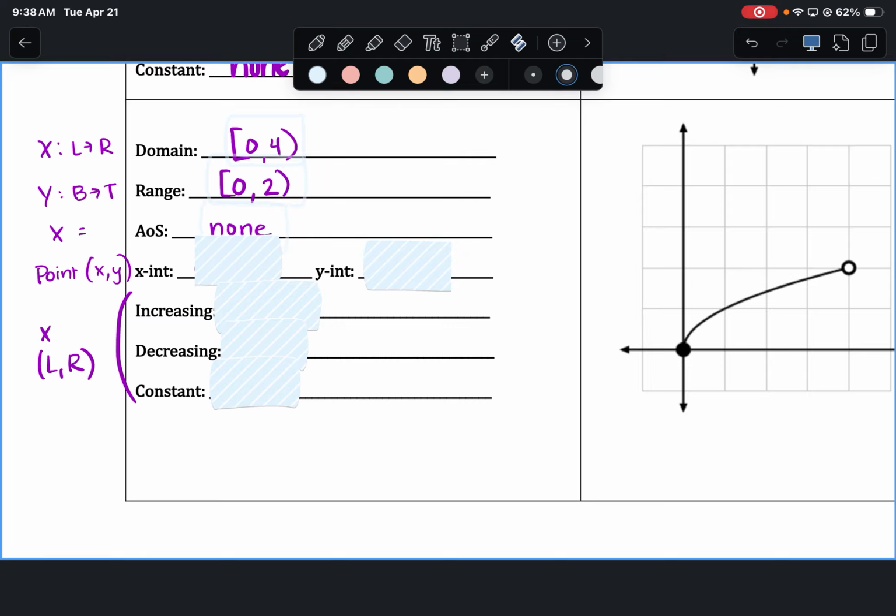All right. For our x-intercept, where does this graph touch the x-axis? (0, 0). Where does this graph touch the y-axis? (0, 0). Okay. Where is this graph increasing? 0 to 4, both with parentheses. Where is this graph decreasing? Never. So none. Where is this graph constant? None.